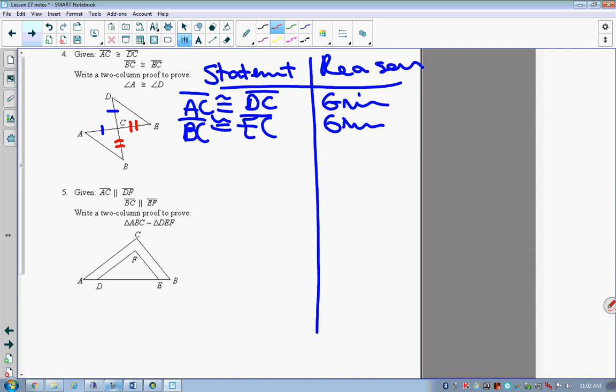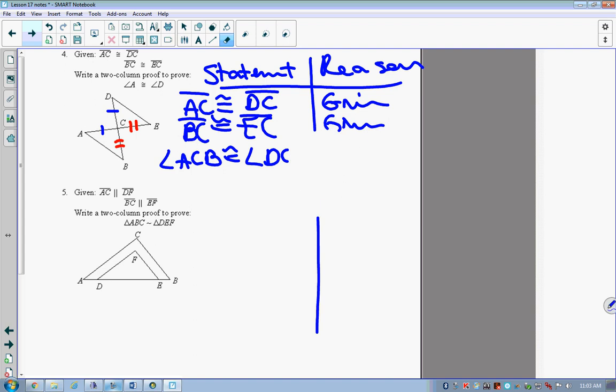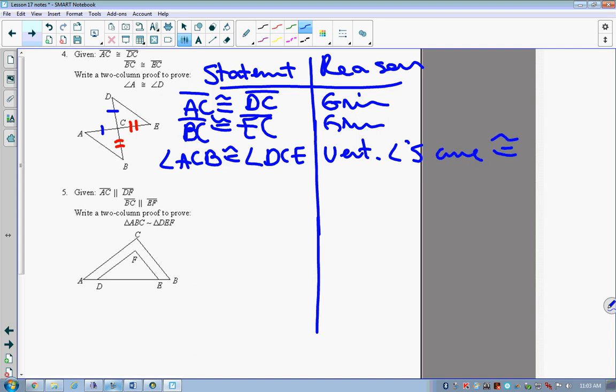Vertical angles are congruent, right? So angle ACB is congruent to what? What's congruent to ACB? DCE. Good. Using vertical angles. Right? Hopefully, the more times we use vertical angles, the more times you're going to actually see, hey, I can use that.